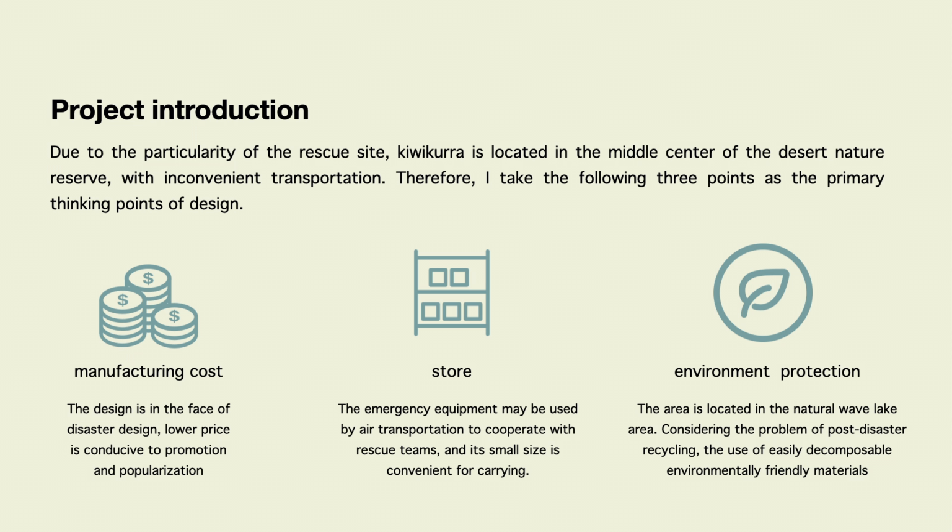Here are three points I think should be considered in this design. The first is manufacturing cost. Because I will use it in large numbers, I think the cost should be cheaper. The second is size, because it is transported by airplane, so it should be small. The last one is environmental protection. This area is a natural park, so I think recycling and using environment-friendly material is more important than in other areas.